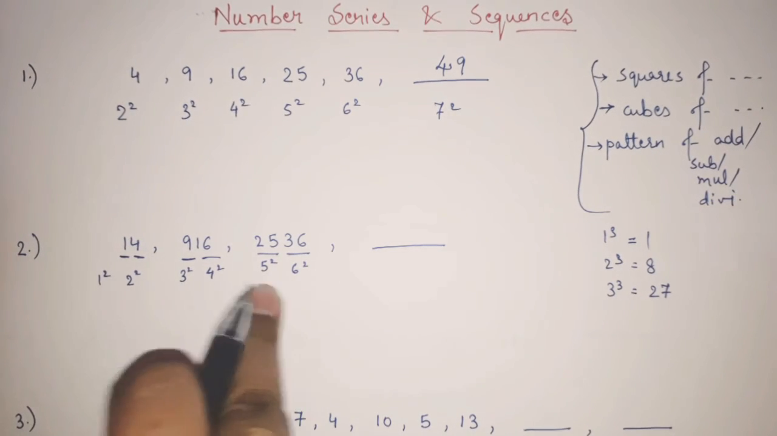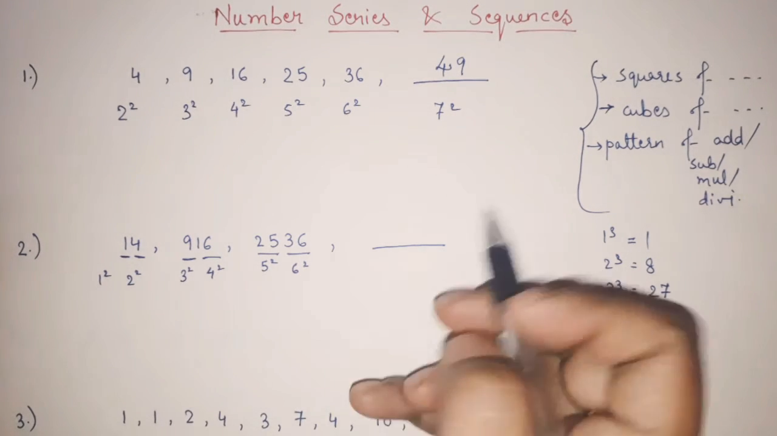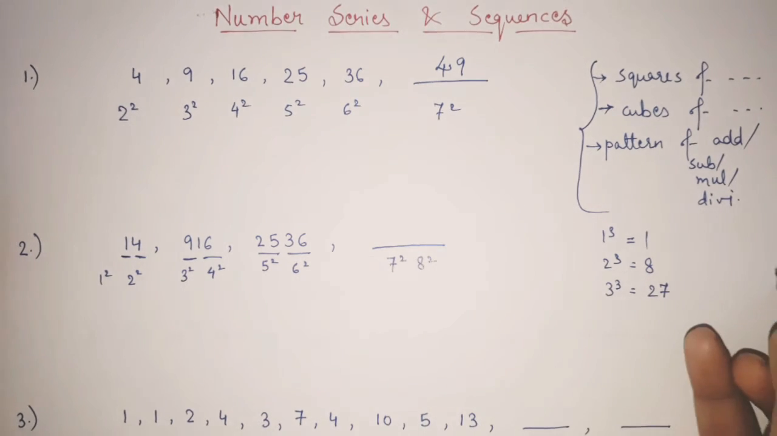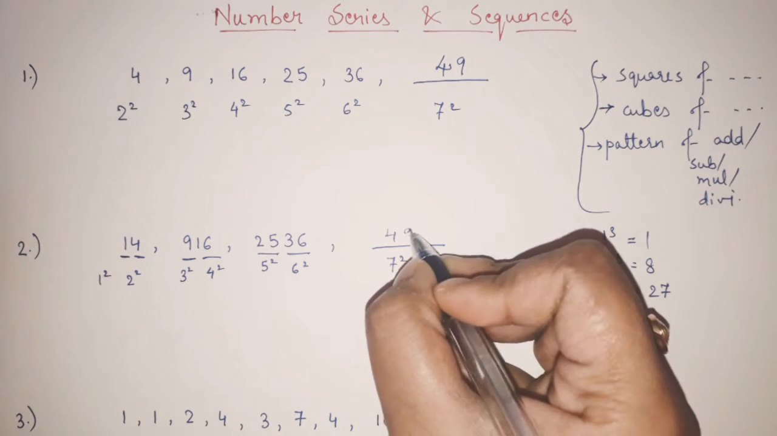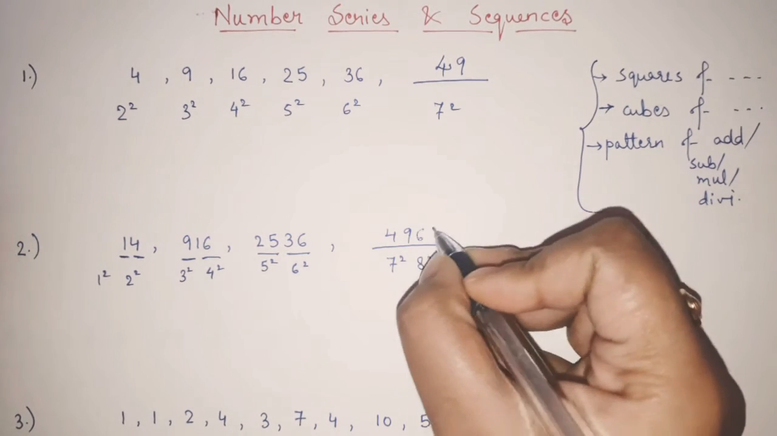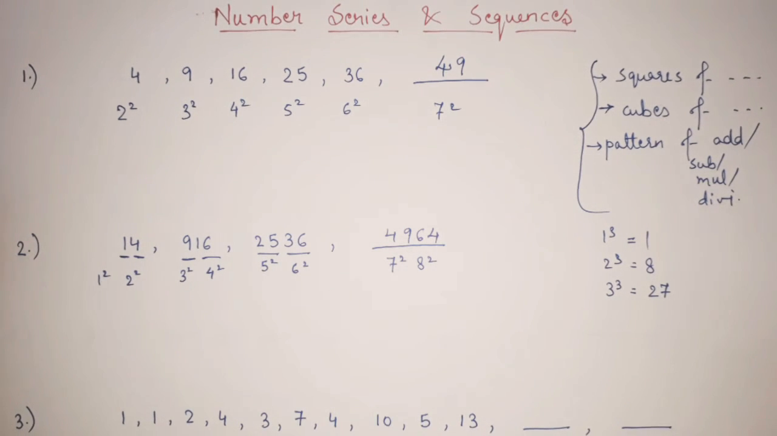So, up to now it is very clear that 1 square, 2 square, 3 square, 4 square, 5 square, 6 square. That means this number should be the combination of 7 square and 8 square. Right? 7 square is my 49 and 8 square is my 64. So 4964 is the number that should come in this blank.